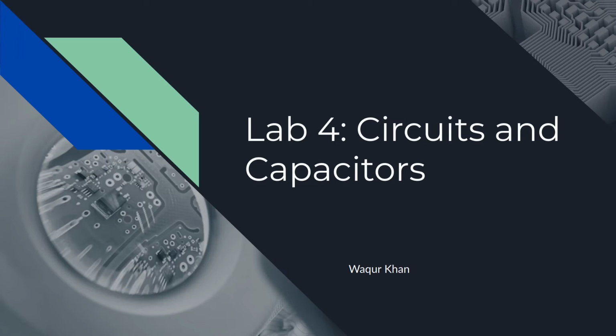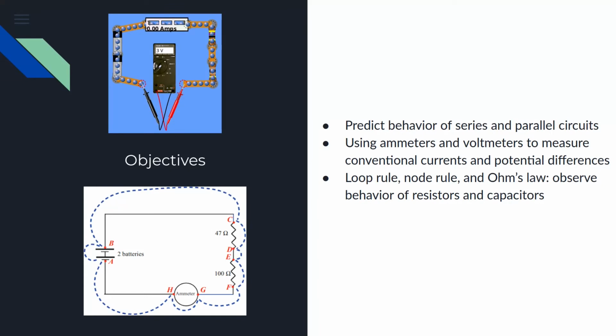Hello, I'm Walker Khan, and this is Lab 4, Circuits and Capacitors. The purpose of this lab is to utilize simulated voltmeters and ammeters to measure potential difference in conventional currents.